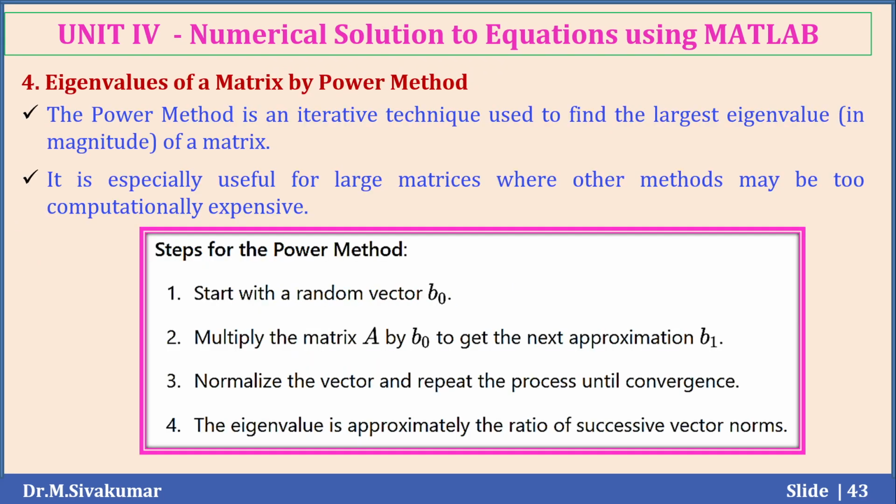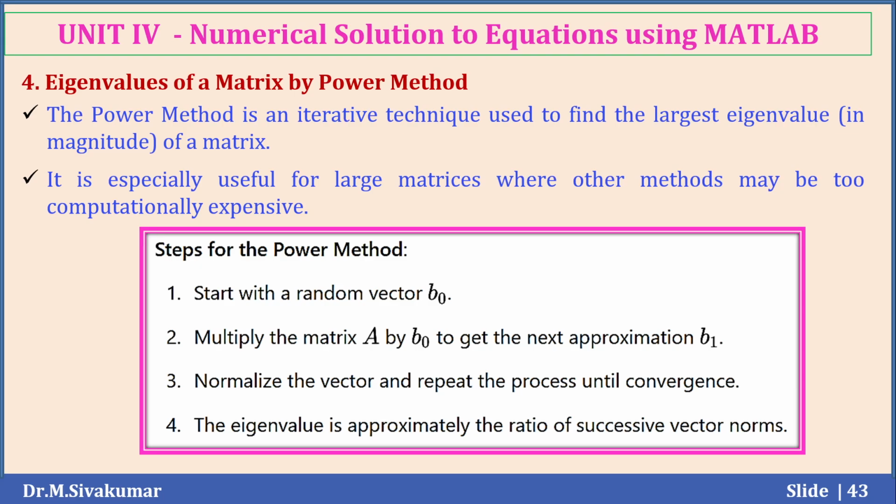The next one is eigenvalues of a matrix by the power method. What are the steps to find the eigenvalues of a matrix by the power method? First, start with a random vector b0. Second, multiply the matrix A by b0 to get the next approximation b1. Third, normalize the vector and repeat the process until convergence. Finally, you get the eigenvalue approximately as the ratio of successive vector norms.